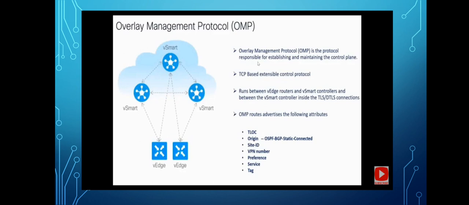The first one is TLOC. The other one is origin. The third one is site ID. The fourth one is VPN number. The fifth one is preference. The sixth one is service. And the seventh one is tag. I'll be detailing each and every attribute listed in this slide in the next session.